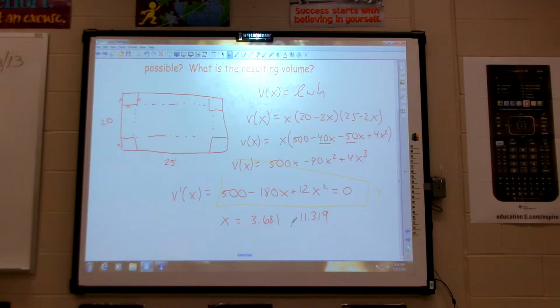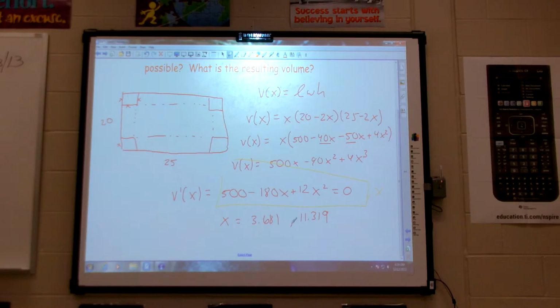Sure, you can use your calculator. Now, one of these should sound completely unreasonable. Why? Because it's over half of one of the sides. Let's say that in math terms. If x is 11, then 20 minus 2x would be 20 minus 22. So what's our issue? x has to be less than 20 minus 2x.